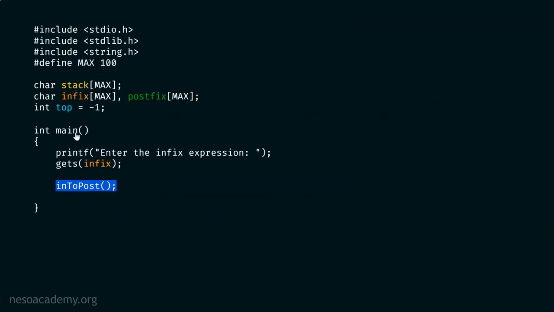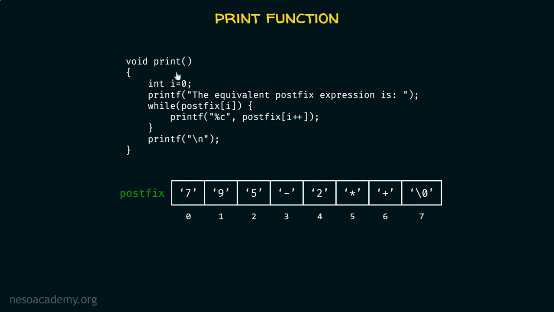Now after this, we'll get back to the main function. This means we'll get back to this caller. And now we have to call the print function for the purpose of printing all the elements of this postfix array, right? And this means that we must have this piece of code where I have declared a variable i. And of course, we will receive this postfix array as well because postfix array is declared globally, right? We have this printf function. The equivalent postfix expression is, while postfix of i.